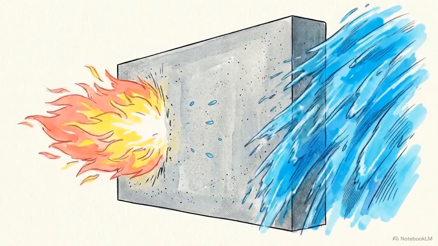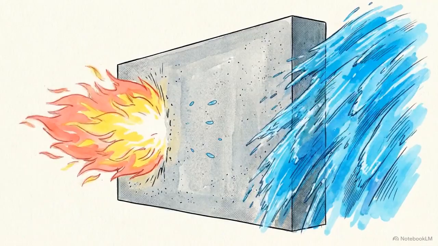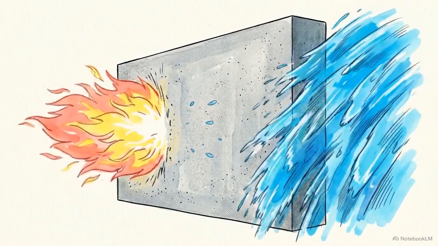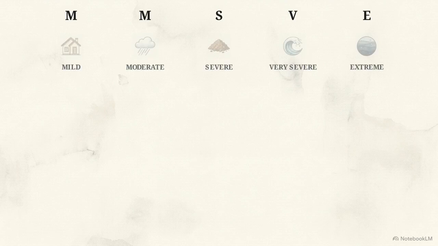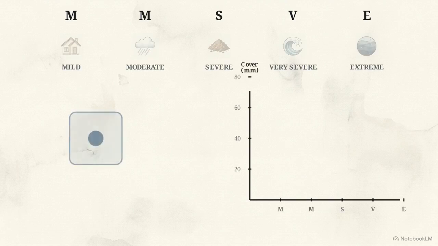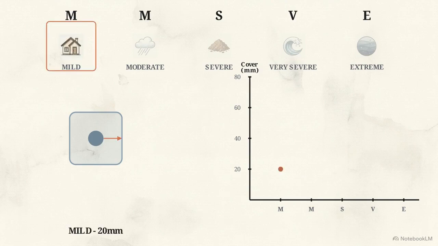Nominal cover is the exact physical thickness of concrete required to shield the internal steel from fire and oxidation. This diagram illustrates the core site recall acronym for environmental exposure, MMSVE. That stands for mild, moderate, severe, very severe, and extreme. The code dictates exact spatial requirements for each condition.